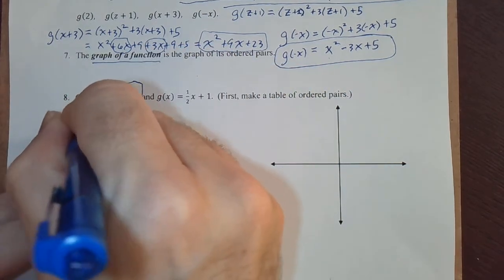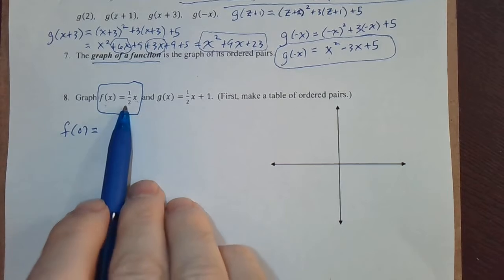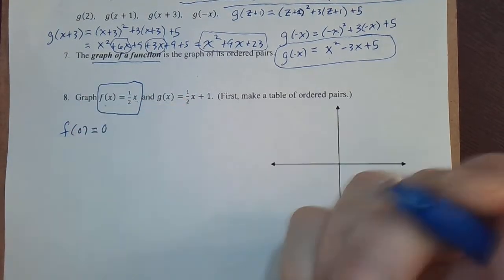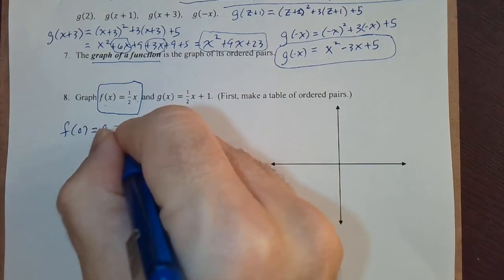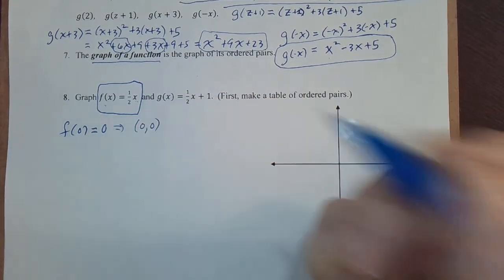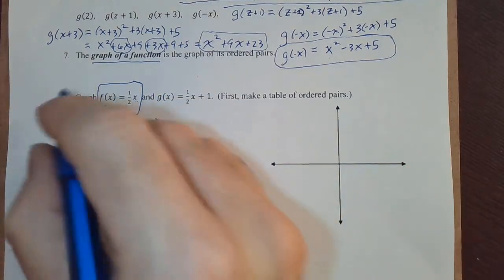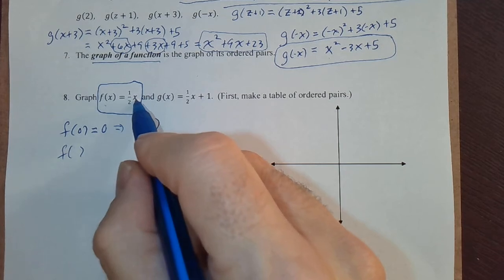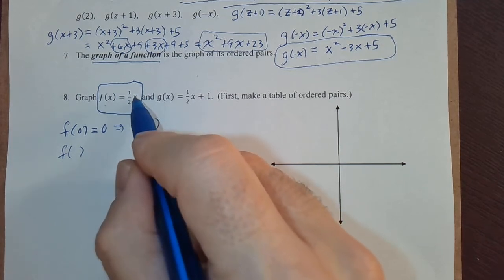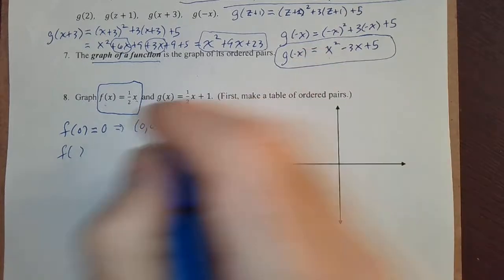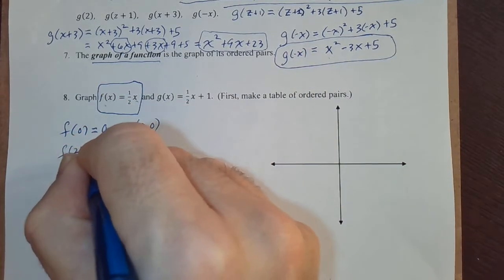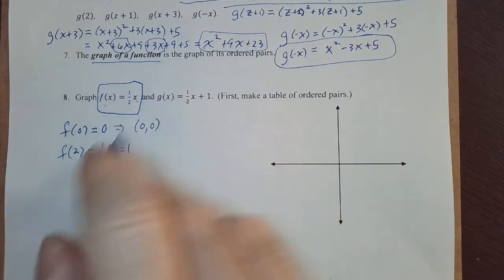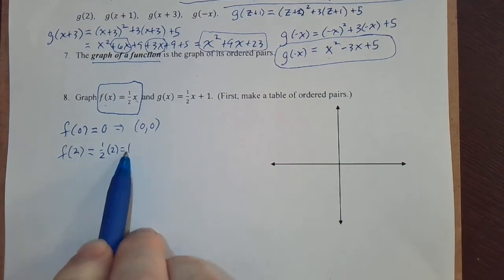Let's note, what is f of 0? If I plug in a 0, I get 1/2 times 0, which is 0. So that gives us one ordered pair, 0, 0. Let's get another ordered pair. Choose a different number for x. I'm not going to pick 1 because I'd get a fraction. How about if we pick x equals 2? F of 2 is equal to 1/2 times 2, which is 1. So the x value is 2, the y value is 1.